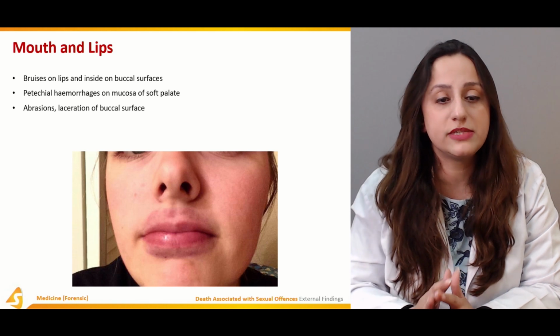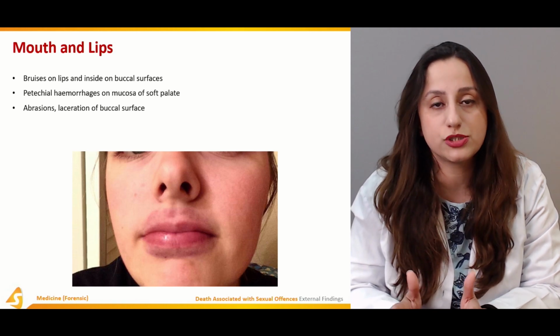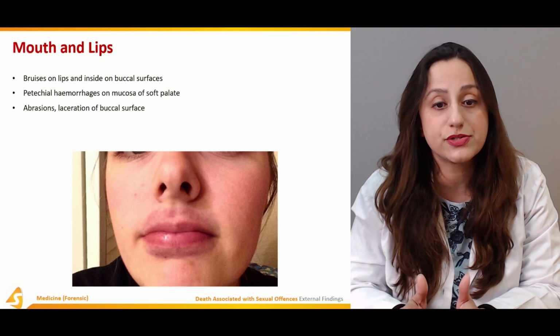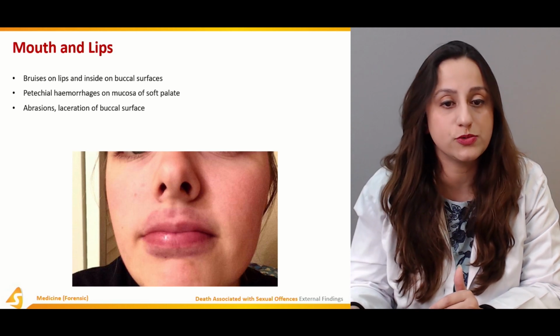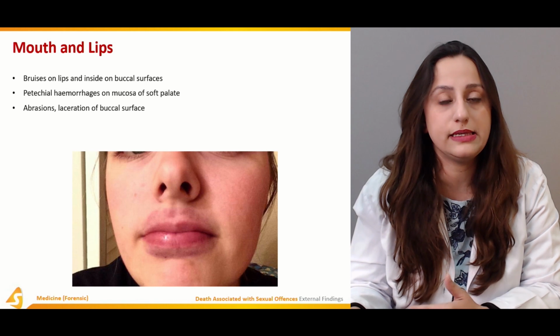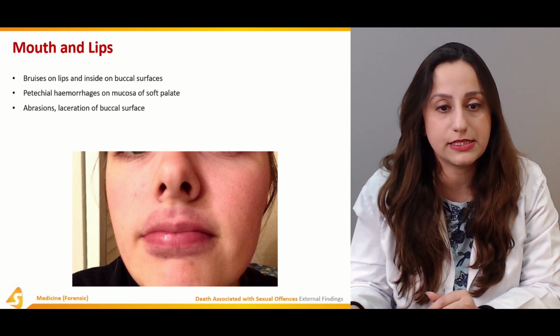Even different types of trauma can be found in these areas. For example, abrasions and lacerations on the buccal surface are found, even in the mouth and on the inner surface of the buccal cavity.